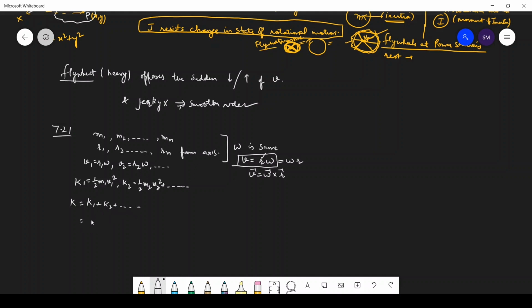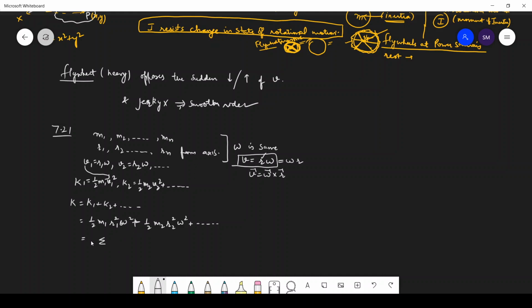we will get, you can see that, put the value of v1 equals to r1 omega over here. So we get half m1 r1 square omega square plus half m2 r2 square omega square plus so on. Okay, so this is not omega 1, this is omega only, because omega is same for all the particles. So that we can write as summation.